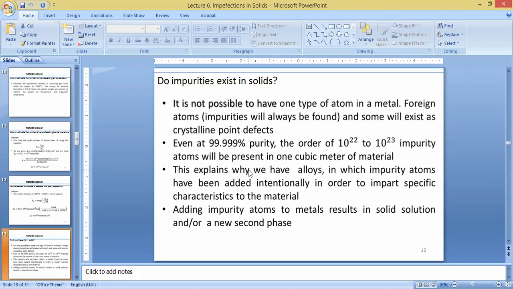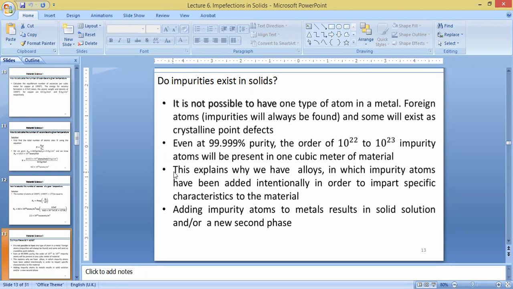Okay. But even at that 99.999% purity, the order of 10 to the power 22 or 10 to the power 23 impurity atoms would be present in 1 cubic meter. So imagine in 1 cubic meter of that particular material, it will have this level of impurity atoms. Can you imagine? 10 to the power 22, that's how many? That's in trillions, isn't it? That's how many impurity atoms will be present even at this level. So now you can imagine if it's at a level of 78% purity, much higher than this.